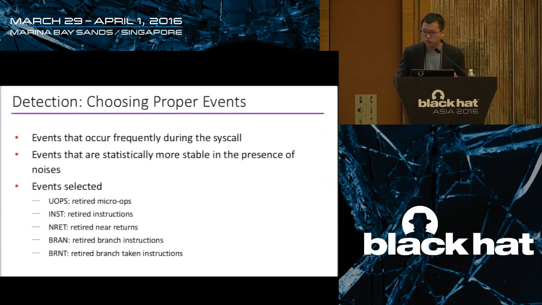Okay, so once we build the test program, as I mentioned, we choose the syscalls and the syscall argument, but we'll also need to choose what kind of event we want to monitor, right? There are some principles that we use when we choose the event. First of all, we want to choose the event that occurs very frequently during the syscall execution. We don't want to choose an event that happens rarely during the syscall execution because that won't be very useful.